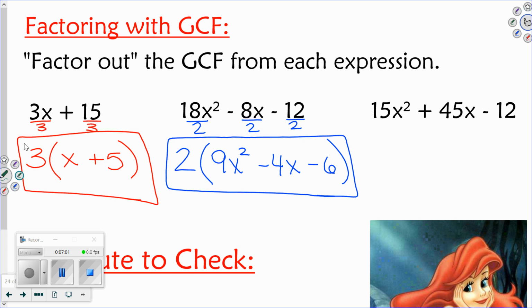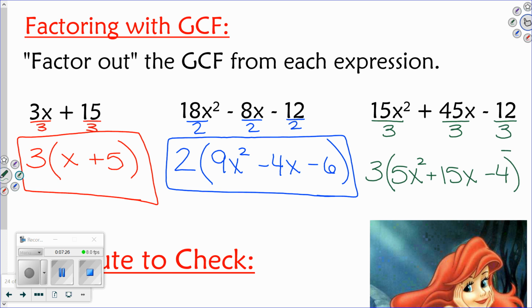What goes in all of those? Can I take an x? No. Oh, they don't have an x on the end, so I can't take an x. But 3 is the biggest number that goes into all of them. So 15x squared divided by 3. 45x divided by 3. 12 divided by 3 is 4. There we go. See, I told you today wasn't bad.